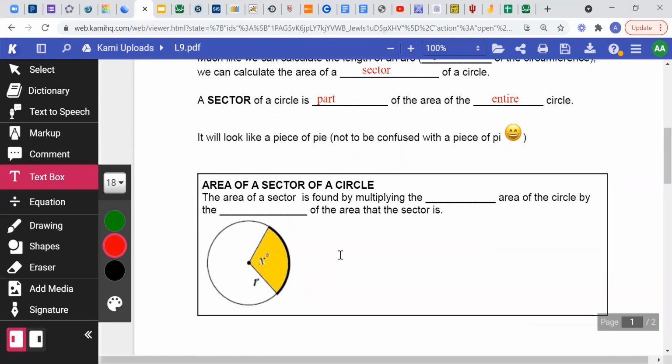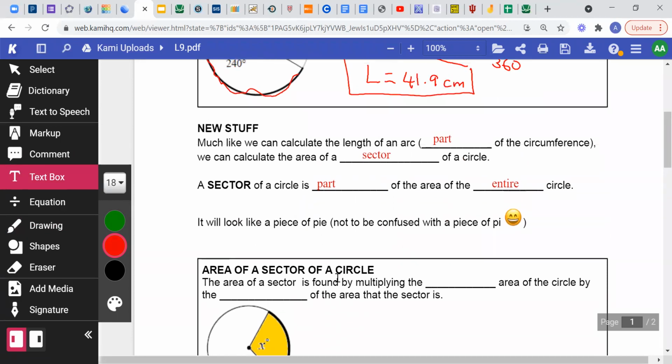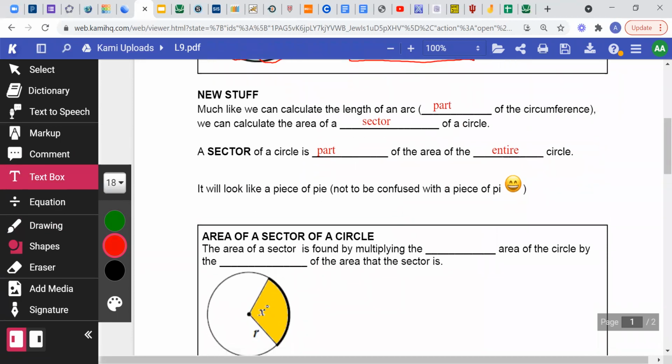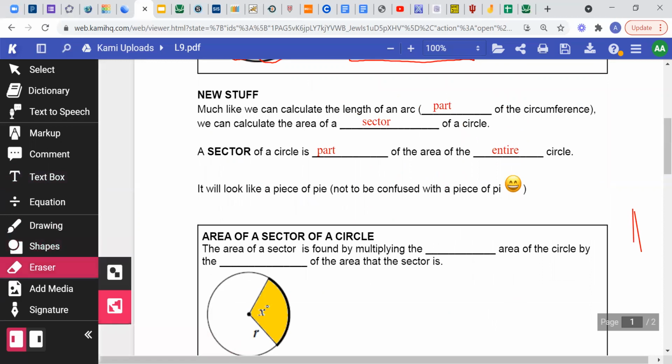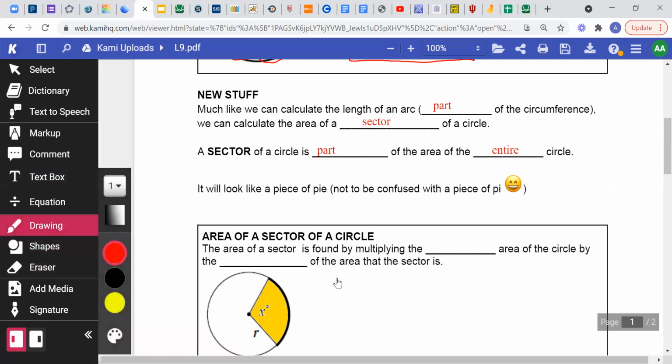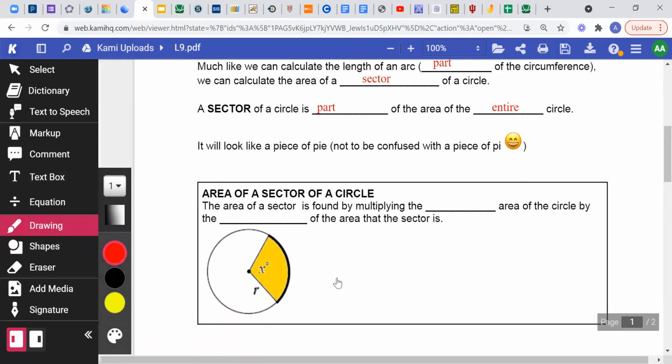So there's a special formula for that, since this yellow part is what we're going to calculate the area of, okay? So the area here, oh, what am I doing here? That's messing up my page. Okay, then we go. So area of a sector.